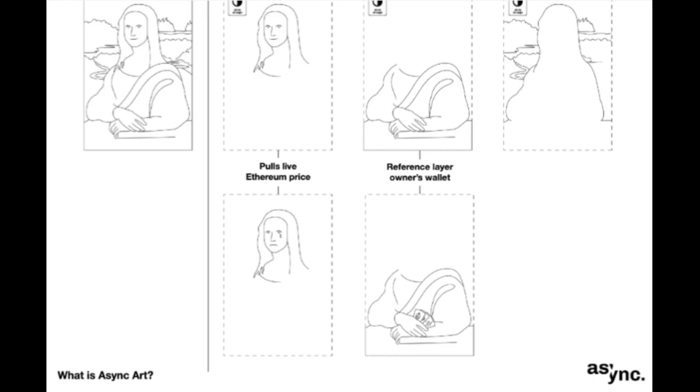So that person could say, hey, whoever owns this token, this layer, if they have a lot of money, I'll show her showing the money in hand symbol. If the person who owns this layer doesn't have a lot of money, she'll be empty-handed.